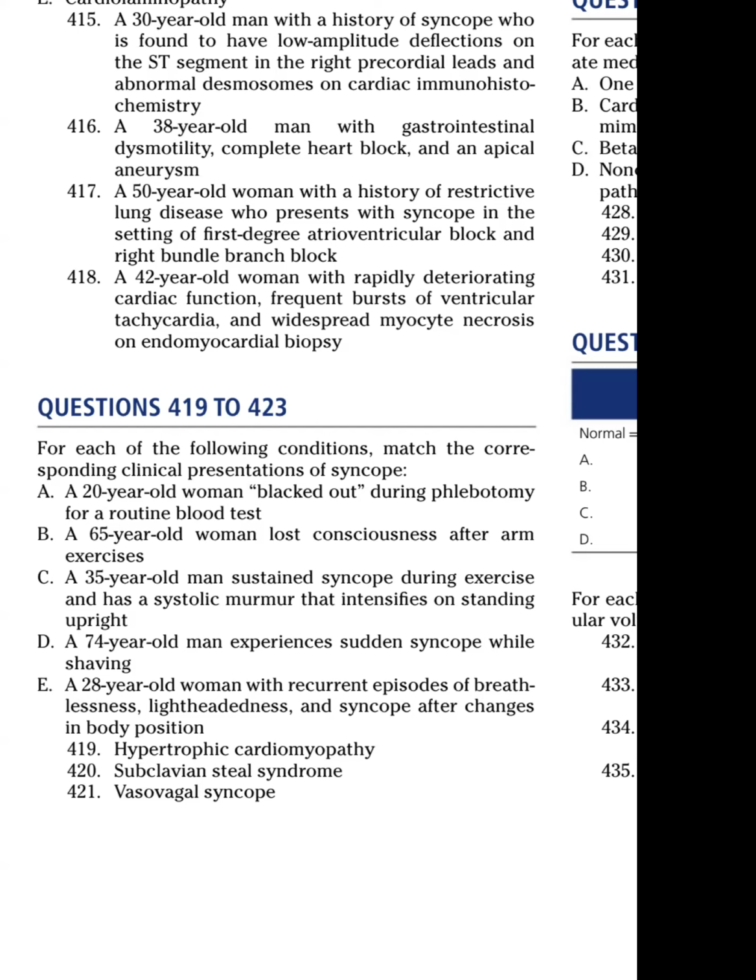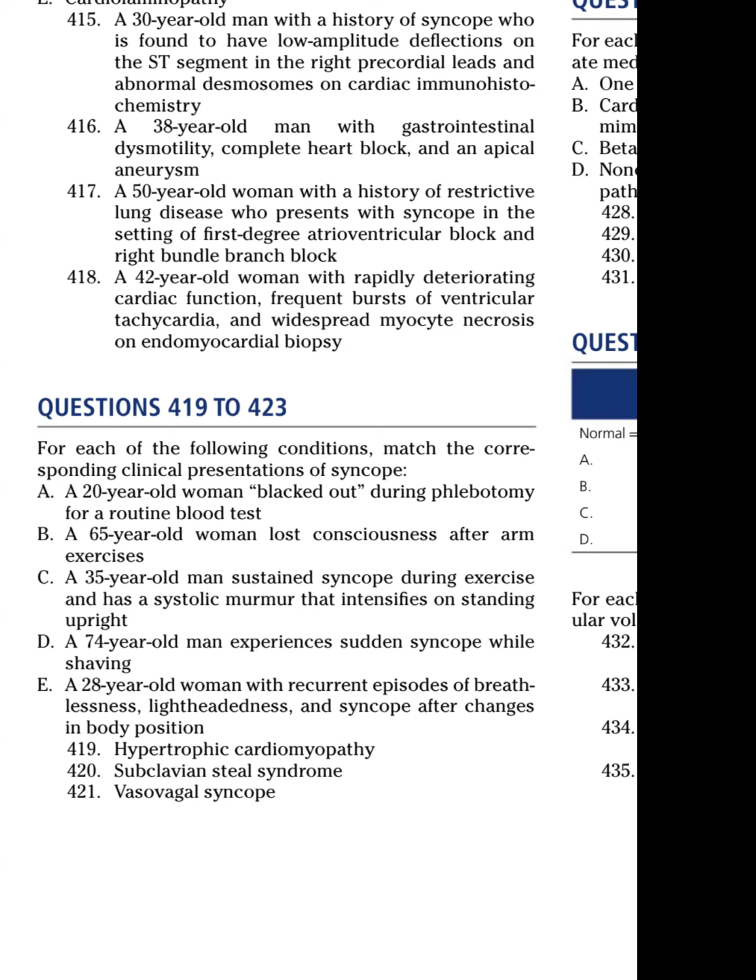Option B is a 65-year-old woman who lost consciousness after arm exercises. Option C is a 35-year-old man who sustained syncope during exercise and has a systolic murmur that intensifies on standing upright. And D is a 74-year-old man who experiences sudden syncope while shaving.